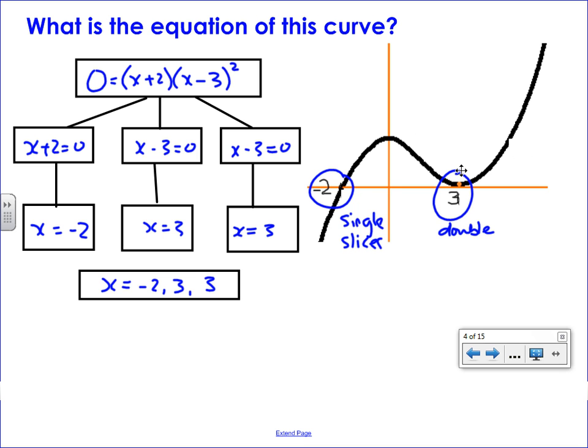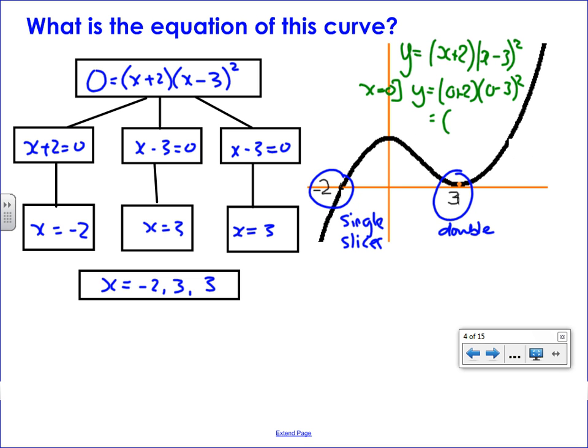And once we've got the equation, obviously we can find the y-intercept. Well, our equation must be y equals x plus 2, x minus 3 squared. So we just pop in x is 0. Y-intercept, x is 0, x-intercept, y is 0. So 0 plus 2, and then 0 minus 3 squared, which is 2 times minus 3 squared. That's 9, that's 2. It's 18. Yep. So the y-intercept is 18.